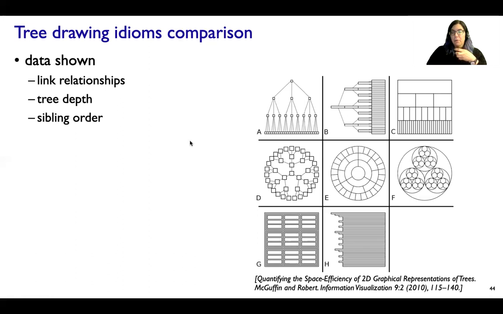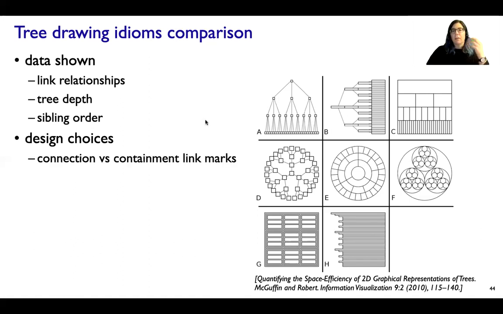Are they directly showing the order of siblings? In this case, these all are. We can traverse along in an order. So all of these are showing links, depth, and sibling order, but how? There are different design choices for showing these. One major choice we've talked about quite a bit is connection versus containment link marks. A, B, and D are all using connection link marks. F and G are using containment. So we've got containment marks in some cases and connection marks in other cases.